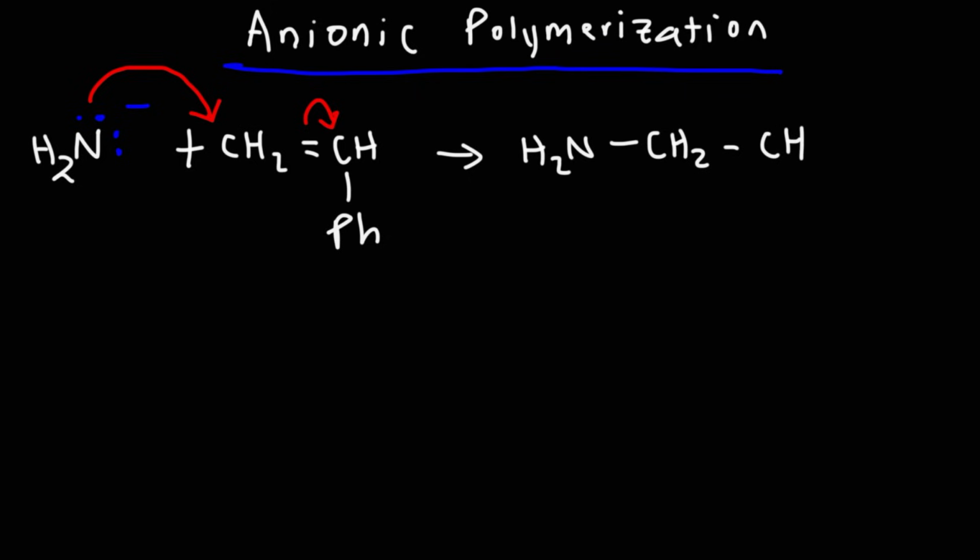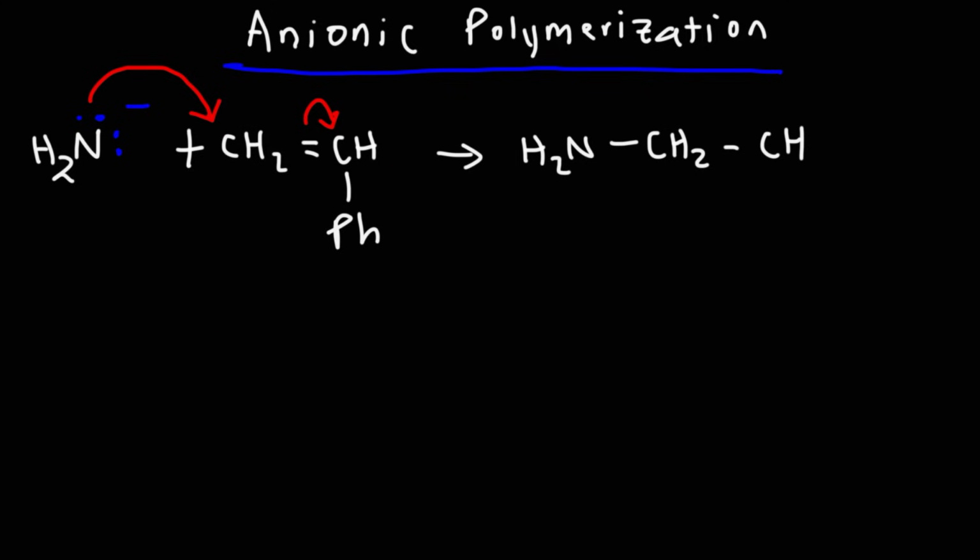Now, you might be wondering, why does the nucleophile, which is also a base in this case, attack the CH2 molecule and not the CH molecule? Well, the first reason is that this one is more accessible. This CH molecule is less accessible because of the benzene ring. This is a primary carbon, this is a secondary carbon.